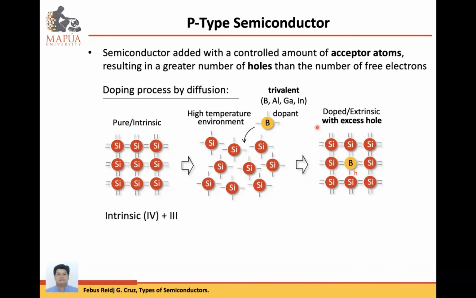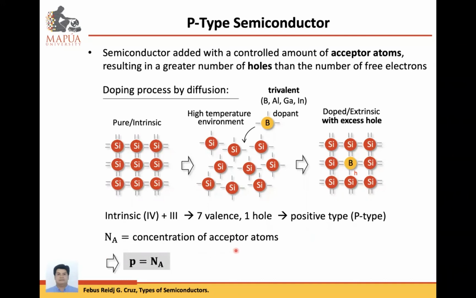So to produce P-type semiconductor, we mix the intrinsic, those are group 4, with group 3. So this results to a material with 7 valence with 1 vacancy or 1 hole. So again, holes are characterized to be positive. So we can describe the material to be P-type material. So the concentration of acceptor atoms are denoted as Na, and that will determine the number of holes. If you want to know the number of electrons in P-type, we use again the intrinsic equation. So n is ni squared over Na. And we expect that the number of holes will be greater than the number of free electrons.